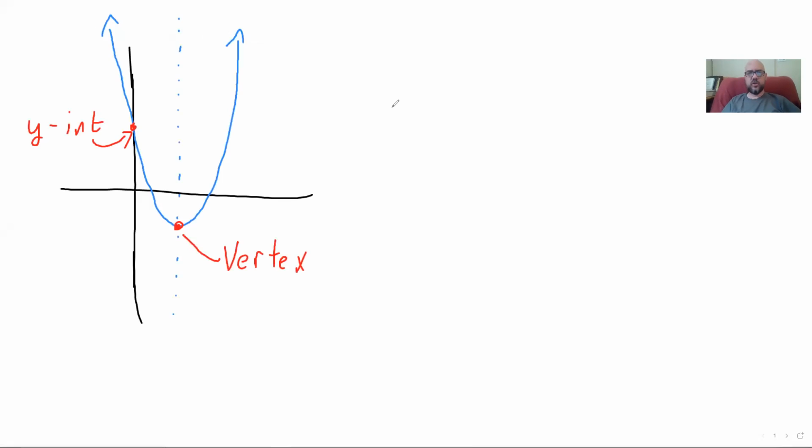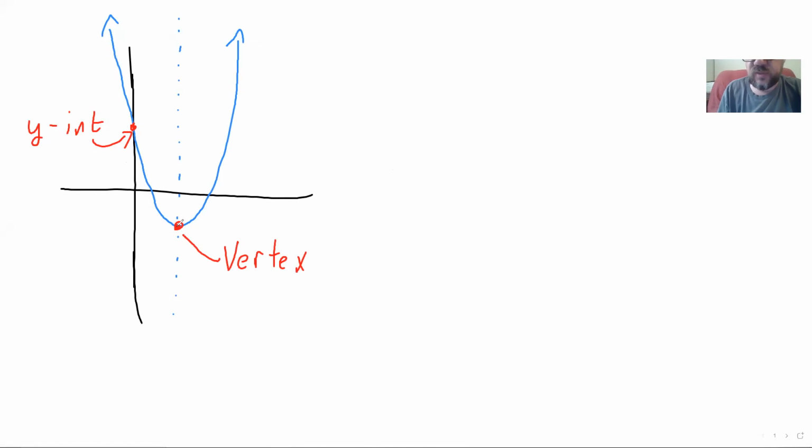A couple terms here with parabolas. Firstly, the graphs of quadratic equations are parabolas. If you have y equals x squared, you get something that looks like this. Positive x squared means it opens up, negative x squared means it opens down. The interesting point on your parabola, at least one, is the vertex. Vertex is the middle point of your parabola.